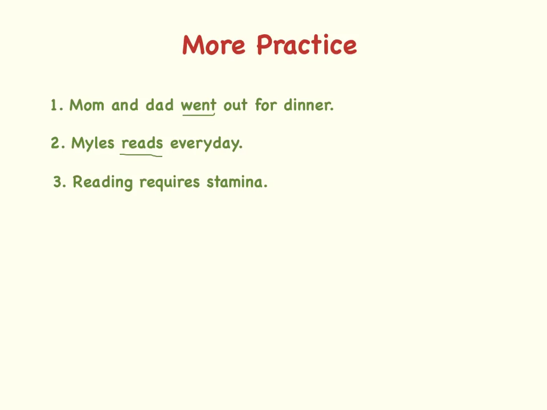Reading requires stamina. And that's true. If you're going to read a book, you have to be able to stay with it. Once you get that stamina, you build it up, your enjoyment of reading will increase dramatically. So anyway, let's find out what the verb is in this sentence. Reading requires stamina. Tell me the verb. All right, good. If you identified requires as the verb in the sentence, then you got this one right. And I would say this one is a mental action verb.